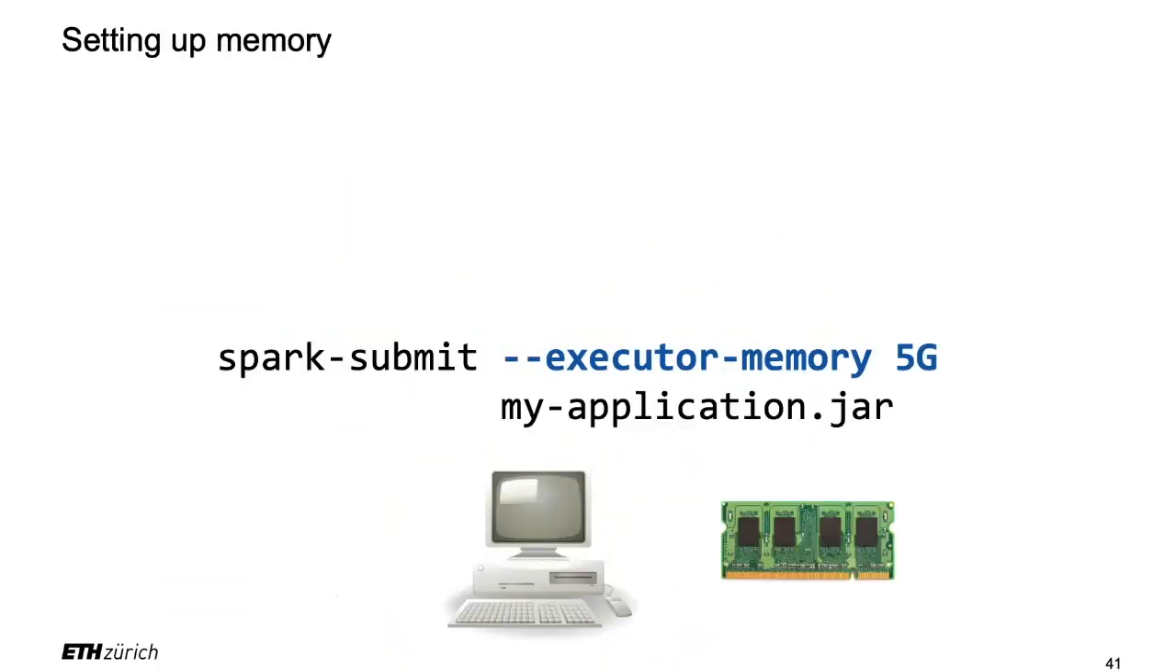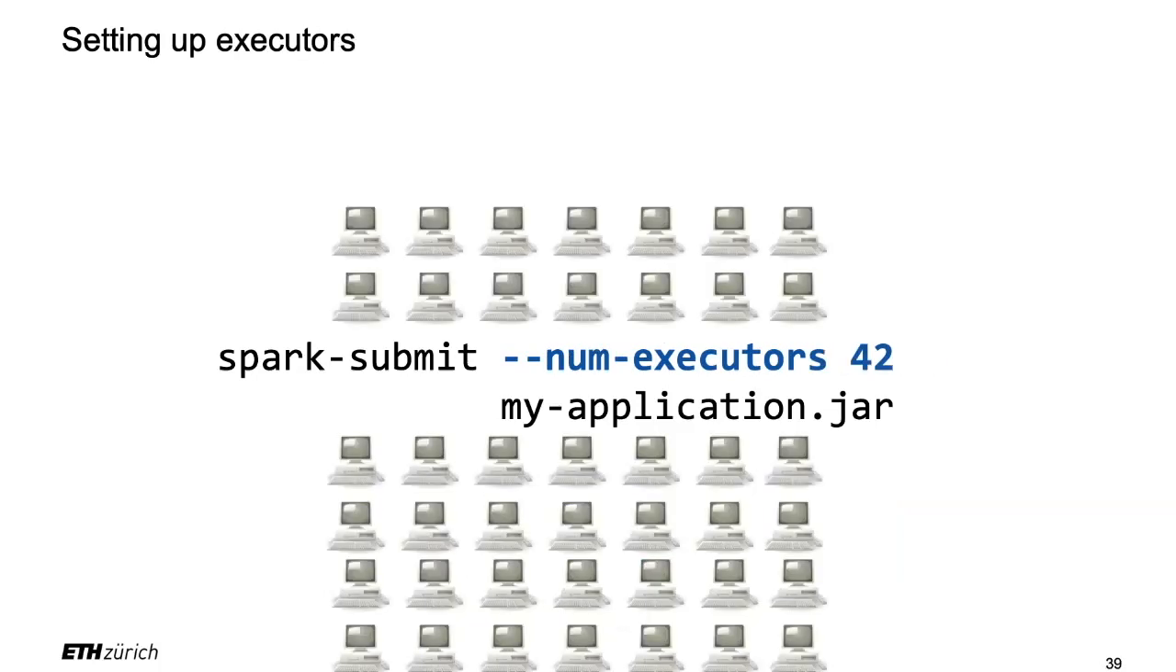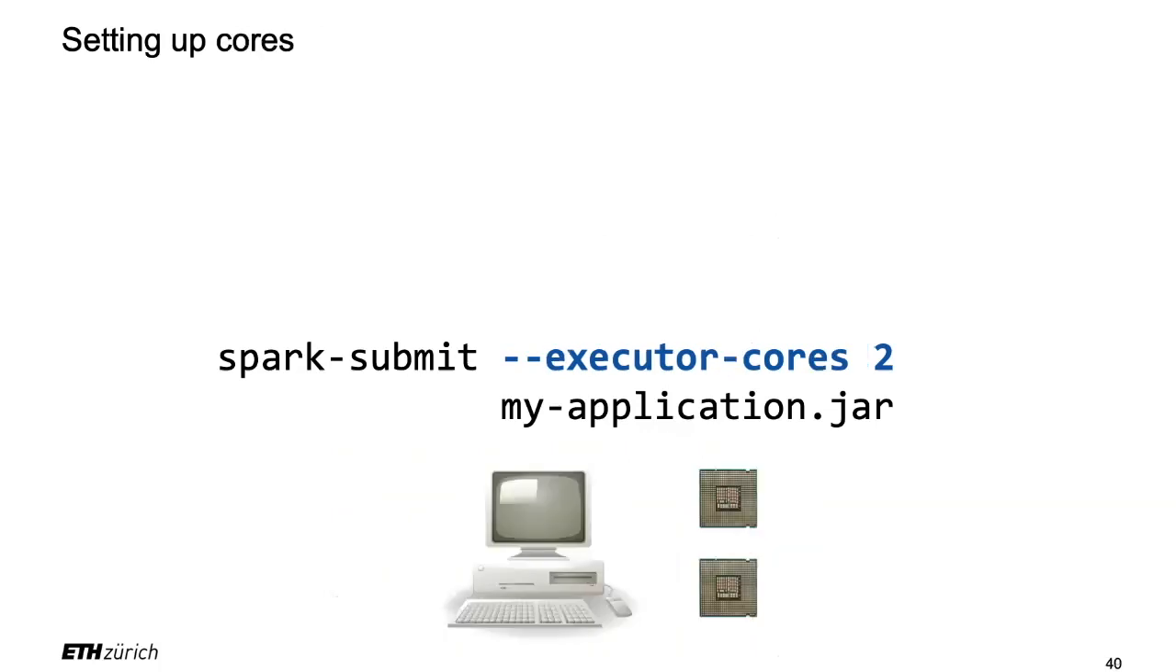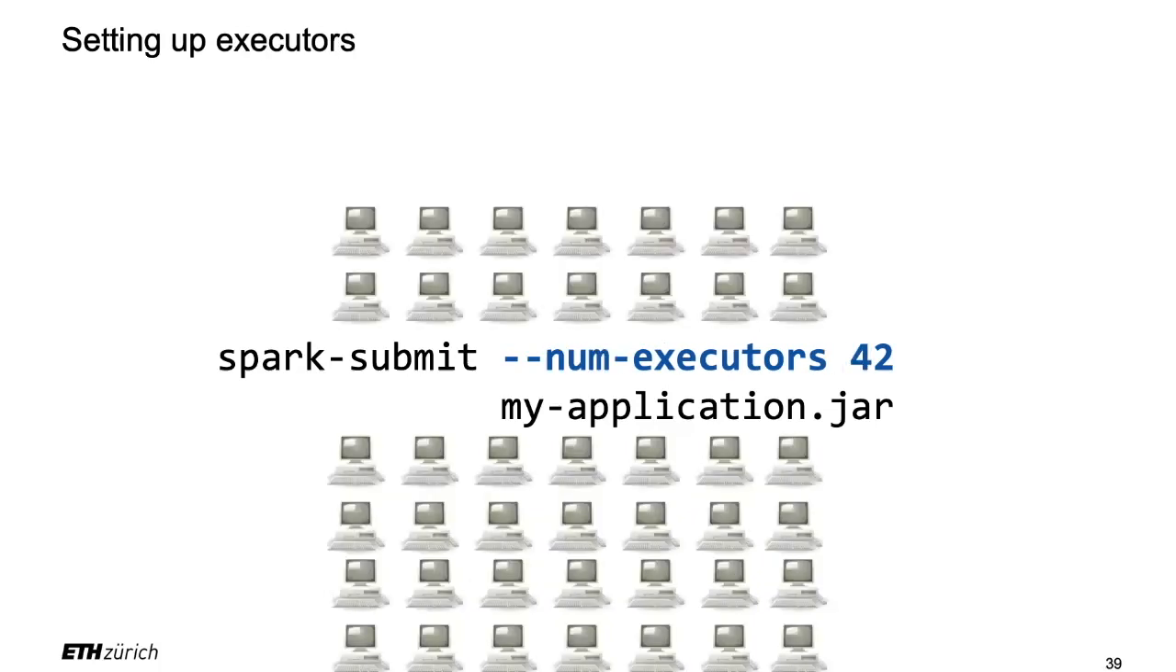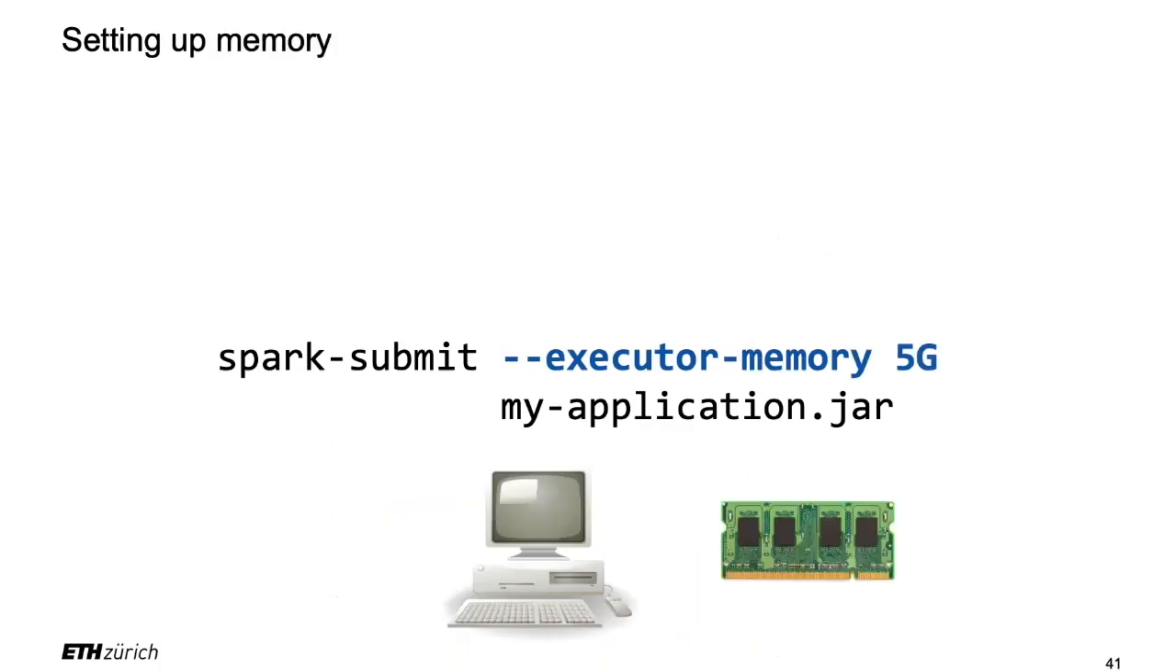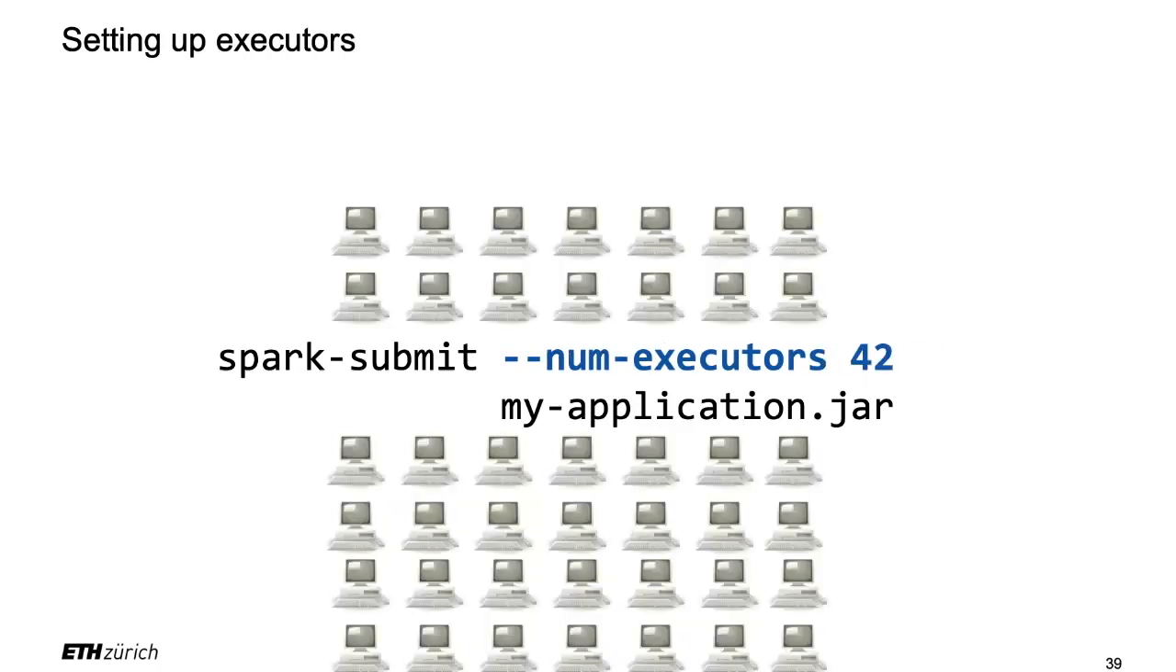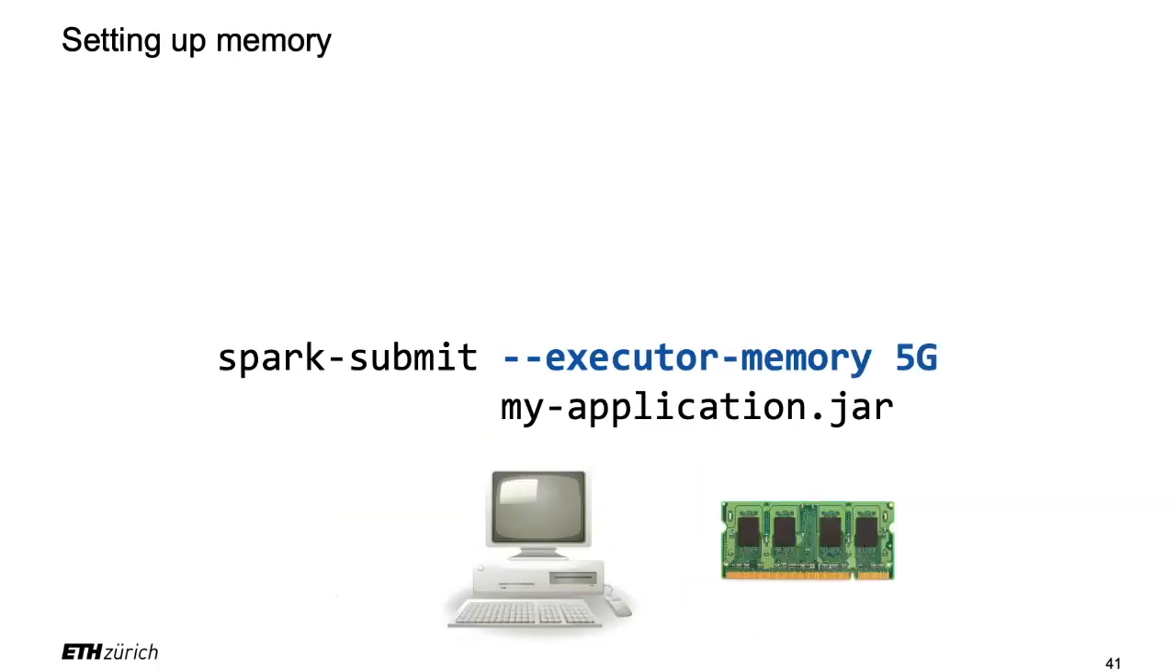And you can also say how much memory every executor, not every core, every executor is going to have. So here you're saying 5 gigabytes, right? So you can actually compute the resources you're using. If we have 42 executors of 2 cores, then we have 84 cores in total. And if we have 42 executors with each 5 gigabytes of memory, then we have 210 gigabytes of memory that we need. So of course, when you specify these parameters, you really need to sit somewhere and do some math on a napkin or whatever, right?